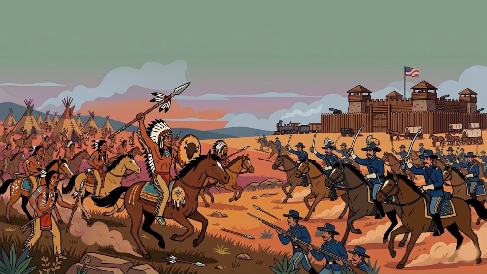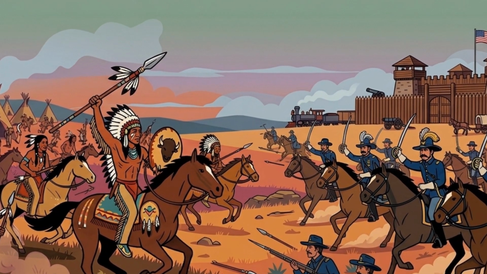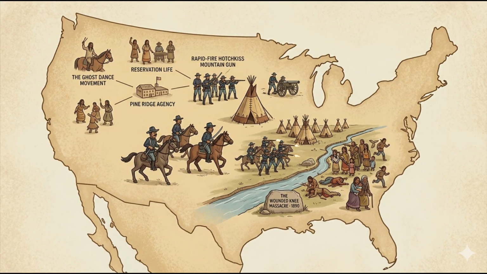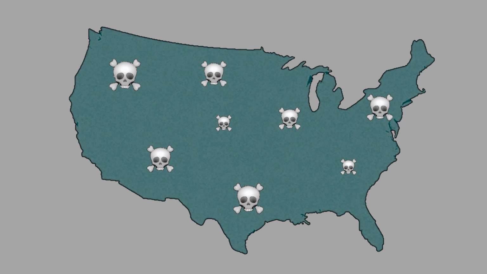Throughout the 19th century, tribes put up legendary resistance to protect their lands. However, the Wounded Knee Massacre in 1890 became one of the final points where this resistance was broken. American cavalry brutally slaughtered hundreds of Native Americans, including women and children.